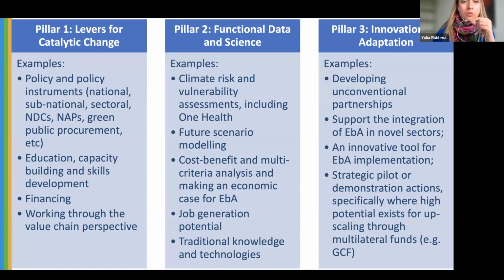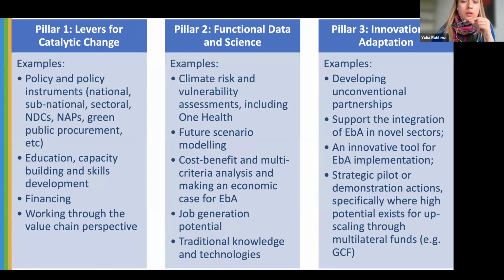So projects within this pillar can focus on working with policy and policy instruments, and, for example, supporting the inclusion and mainstreaming of ecosystem-based adaptation in national, subnational, and sectoral policies and policy instruments, as well as inclusion of EBA in nationally determined contributions, national adaptation plans, and other foreign policy frameworks. Projects can also focus, for example, on supporting the establishment of green public procurement, inclusion of EBA considerations in payment for ecosystem services, using building codes and zoning regulations to support EBA, and so on.